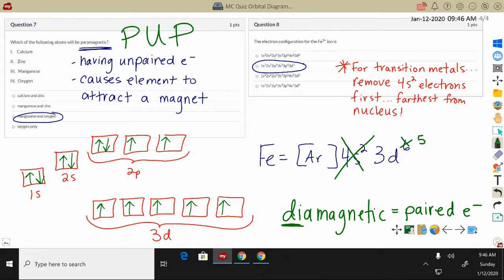And there's something kind of stable about having all of your equal energy orbitals, like p's and d's, having them either all full or all half full, because then I don't have to worry about that repulsion of paired electrons. If I had 5 electrons distributed amongst my d orbitals, each orbital gets 1. And so it should be the second choice. For transition metals, we always remove the 4s2 electrons first. And then if you have more electrons to remove, you can take them from the d's.